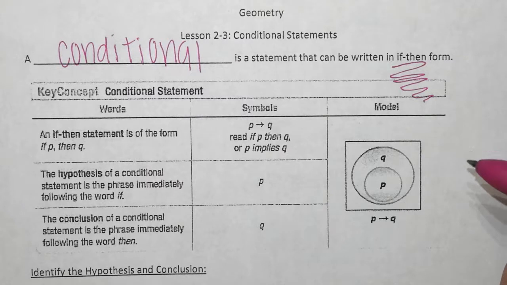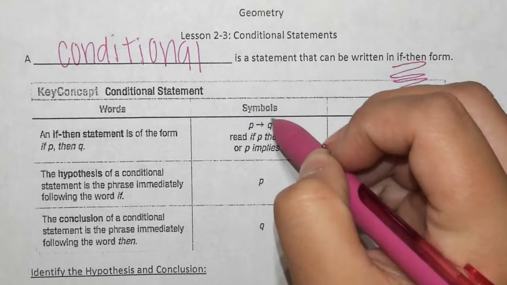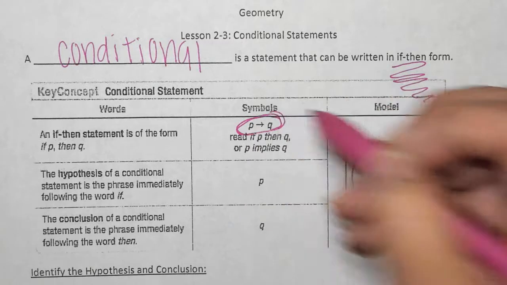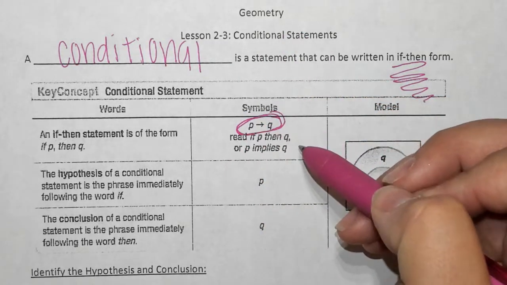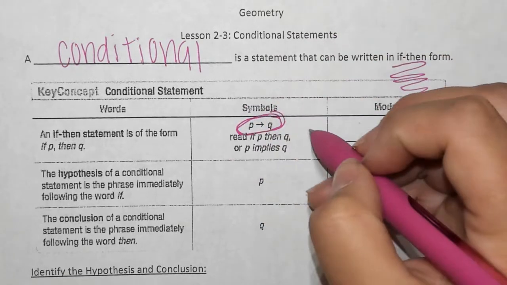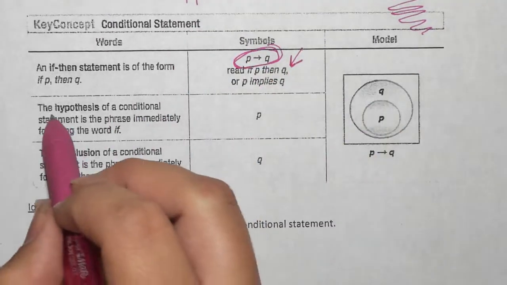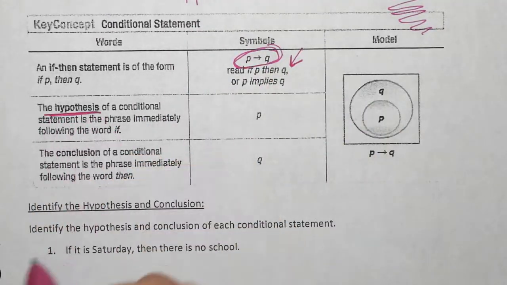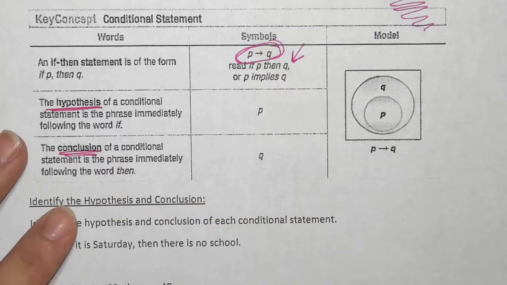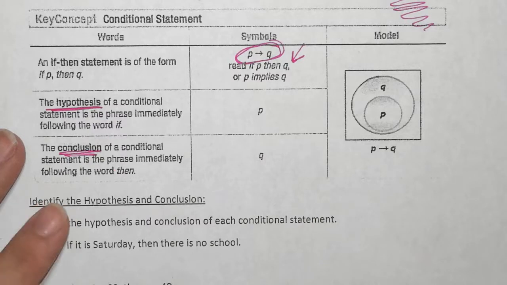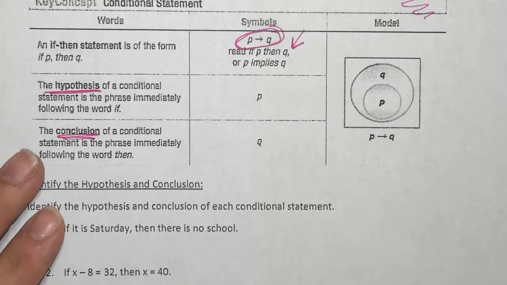If this happens, then this will happen. This arrow signifies that it's a conditional statement. So if P happens, then Q will happen. If P, then Q. However, your P is called your, what's this word? Hypothesis. Your P is the hypothesis. Your Q is the conclusion. P is the hypothesis. Q is the conclusion.